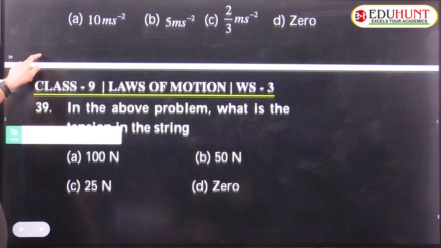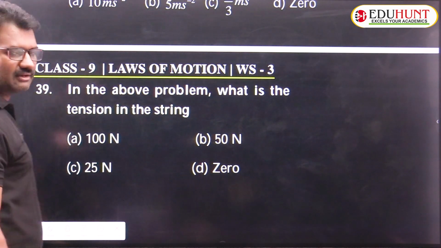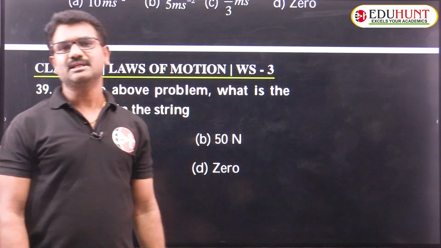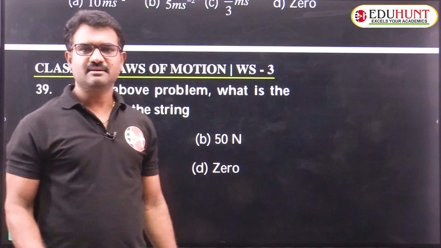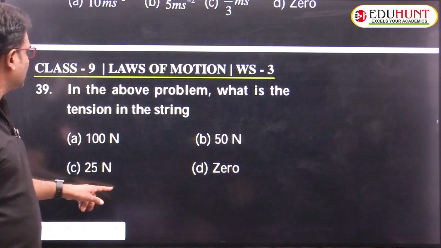In the above problem, what is the tension in the string? For tension also we have the formula: 2 M1 M2 into sin theta by (M1 plus M2) into G. Substitute in that formula, you will get the answer for this one.